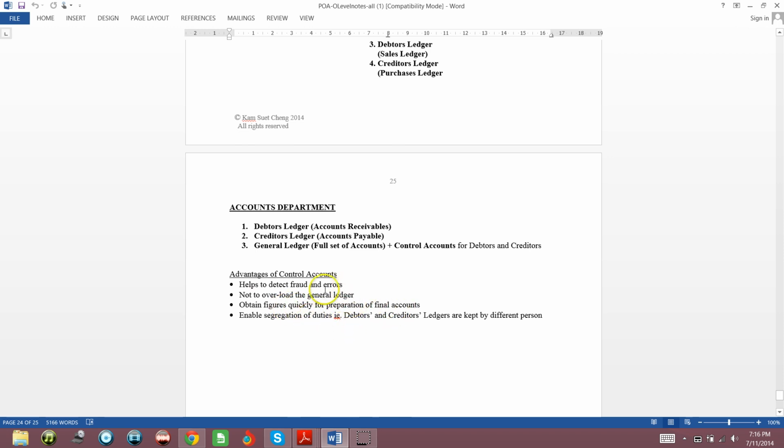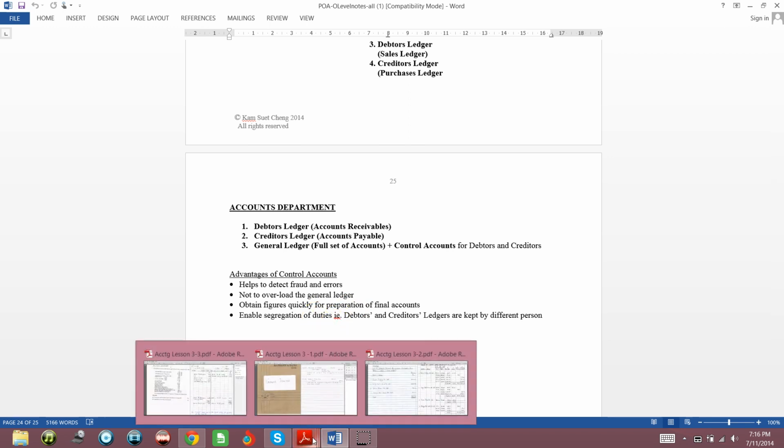What I would like to add here is, for a very small company, it may not be necessary to do a debtor or creditor control account. You just put all the individual debtors and creditors in the general ledger. Maybe you just have 2 debtors and 3 creditors, so just put them in the general ledger. You don't need to have a control account, that is also fine. So these are all the advantages of control accounts.